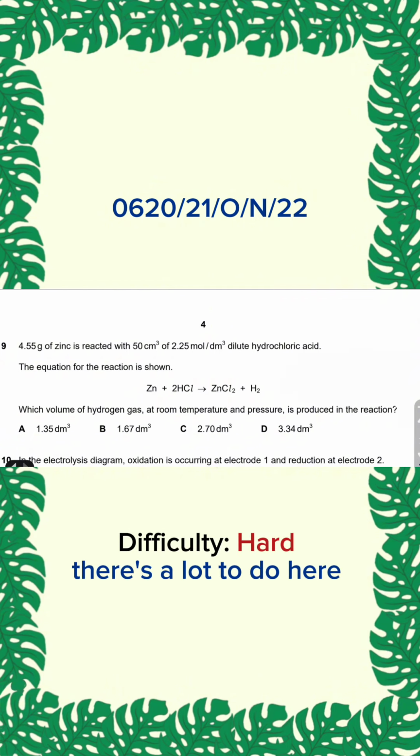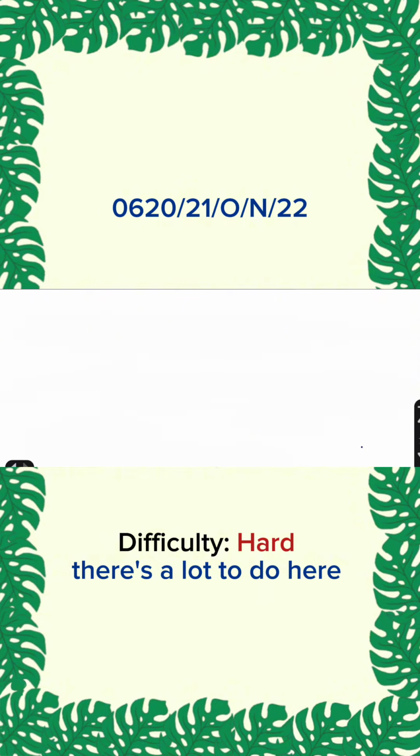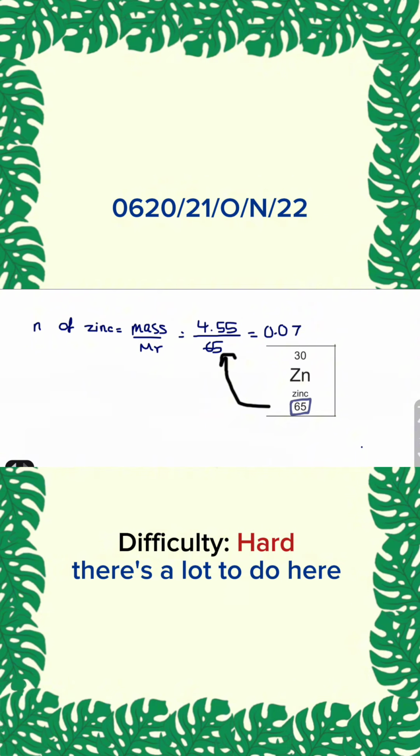Okay, so they've given us the mass of zinc, which means we can calculate the number of moles for zinc. They've also given us the volume and the concentration of the hydrochloric acid, which means we can also calculate the number of moles of the hydrochloric acid. So let's calculate them. First, the number of moles for zinc. We will divide the mass by the molar mass, 4.55 over 65, which is 0.07.